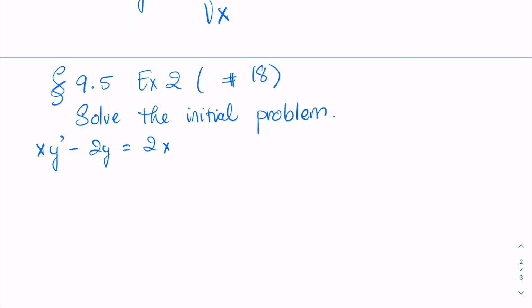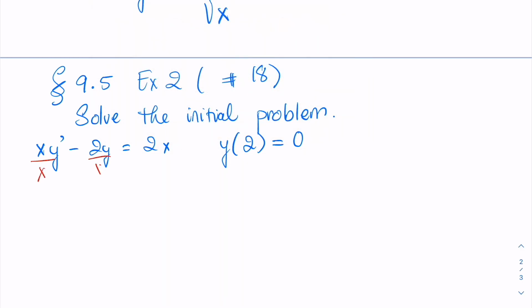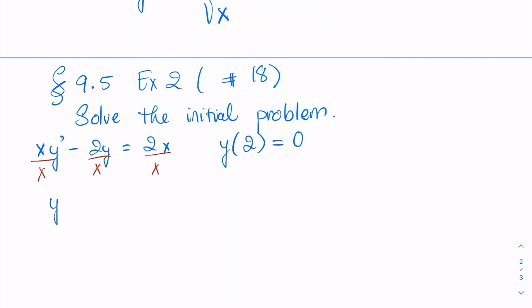We need to solve the initial value problem here. And what we have is xy prime minus 2y equals 2x. The initial value is y of 2 equals 0. So the first thing we do is put it in standard form. So I'm going to divide everything by x. So we have y prime minus 2 over x times y equals 2.